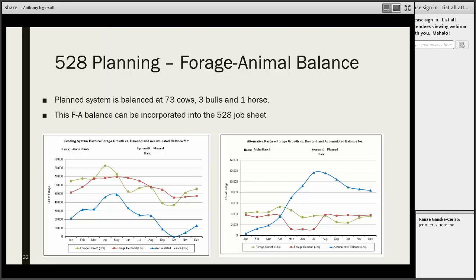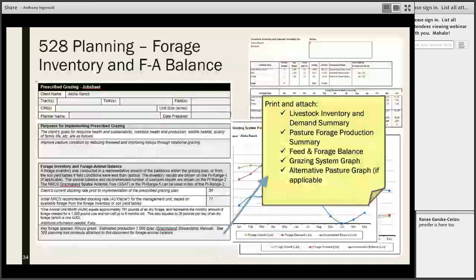Okay, so we have our planned forage animal balance now. With a 4-paddock rotation, we have a planned system that's balanced for the cow herd at 73 cows, and for the bulls and the horses, it's balanced with 3 bulls and 1 horse. This forage animal balance, like I said, can be incorporated into the 528 job sheet. The 528 job sheet has this section for forage inventory and forage animal balance.